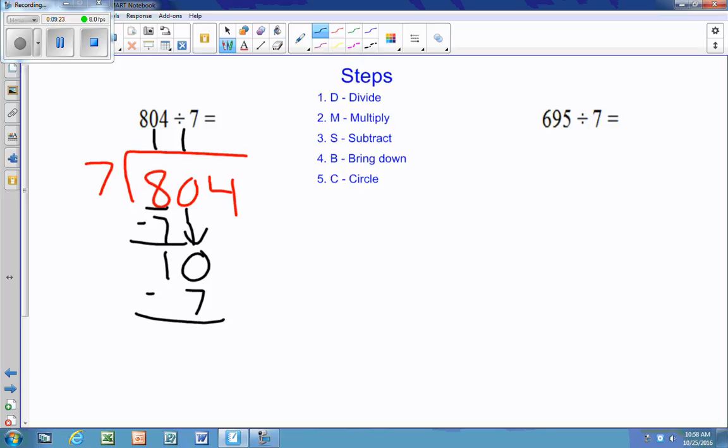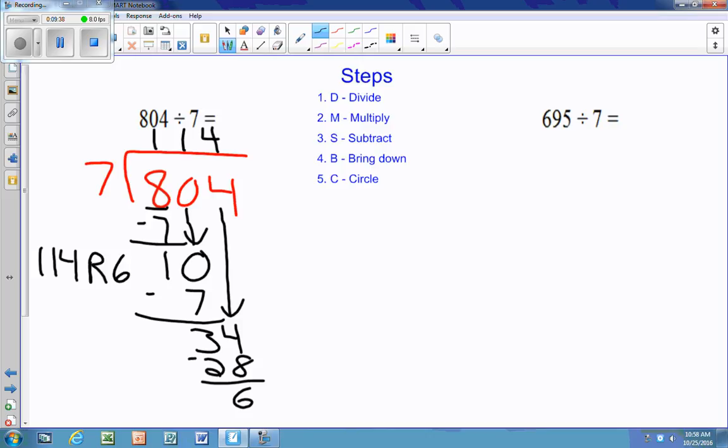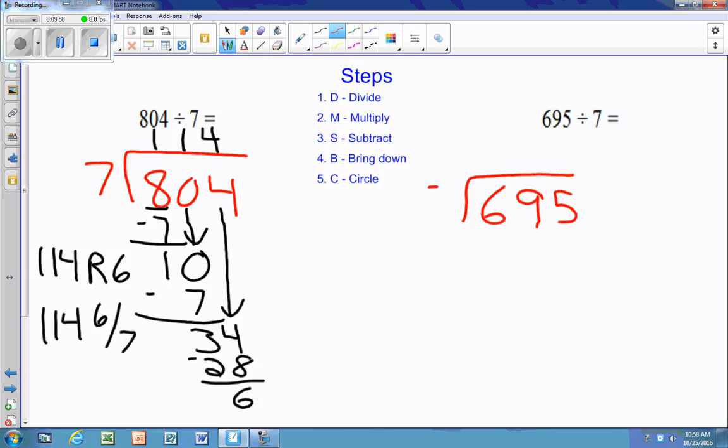We subtract. And we have to bring down again. There's more numbers still this time. How many times does 7 go into 34? 4 times. And then we subtract. When we do this, we come up with an answer of 114 remainder 6, or 114 and 6 out of 7. The last one we're going to do for today is 695 divided by 7.